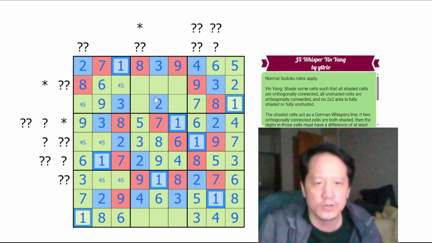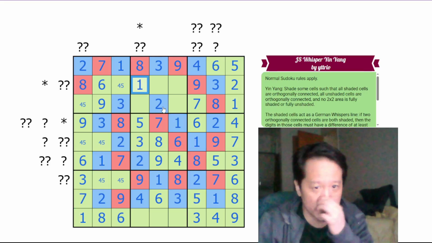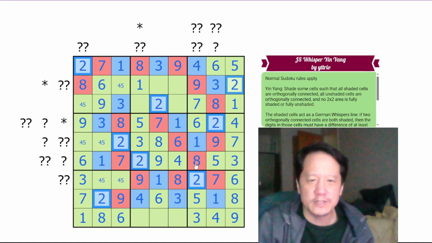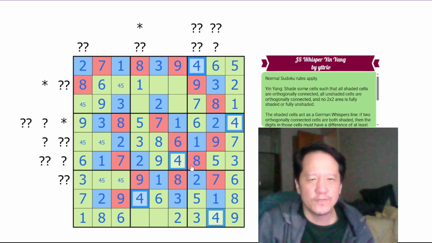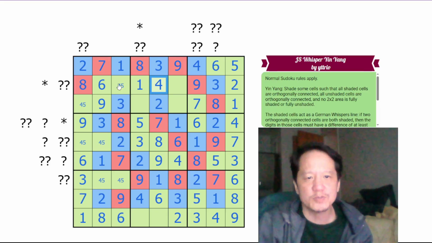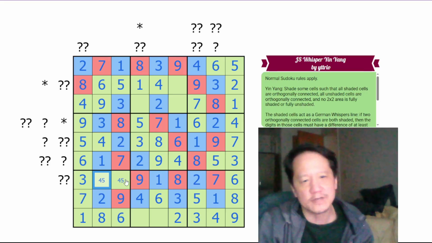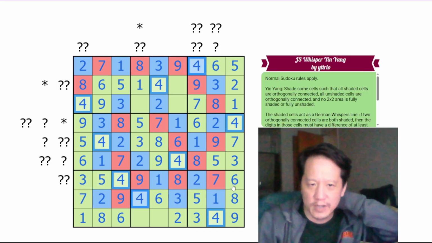We have 8 ones. We know where the last one has to be. It has to be there. We should have 8 twos. We know where the last 2 has to be. It has to be there. We have all 9 threes. 4s, we don't have very many, but 4 in column 5 cannot be here because of 4s in the boxes, and these are filled out. So this must be 4, which makes this 5, which makes that 4, which makes that 5. That makes that 4, which makes that 5, which makes that 4. And we should have all 9 4s now.